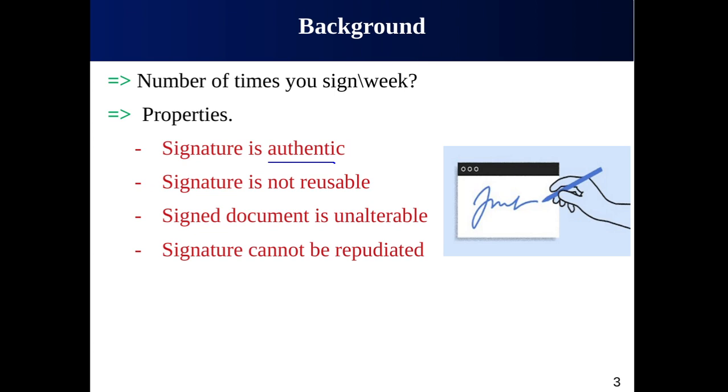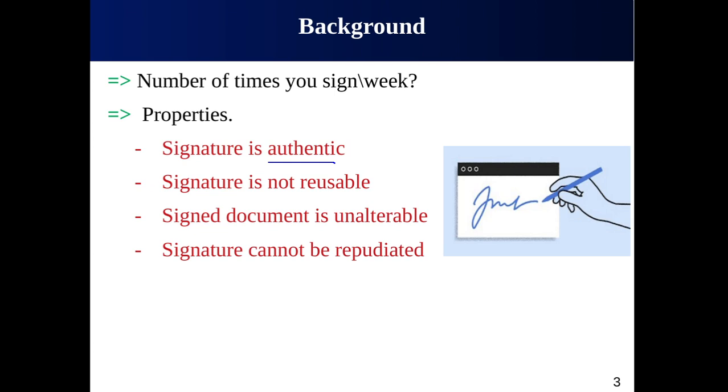Another property is that signatures are unalterable. After the document has been signed, it cannot be altered, and that is why when you make some correction in a signed document, you have to sign at the location where you actually make the correction, because signatures are unalterable. And also the signature cannot be repudiated. That is, the signer, the person who actually signed the document, cannot later claim that he or she didn't sign the document. You cannot deny that you did not sign the document.